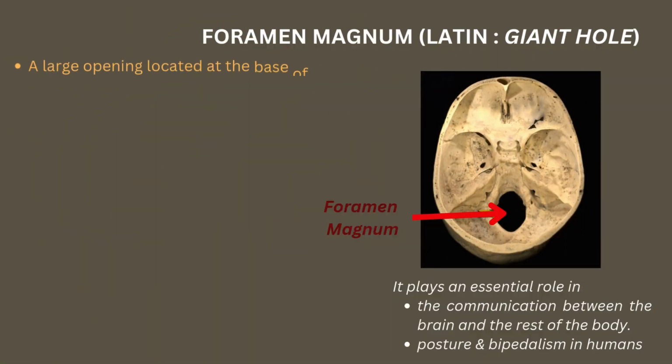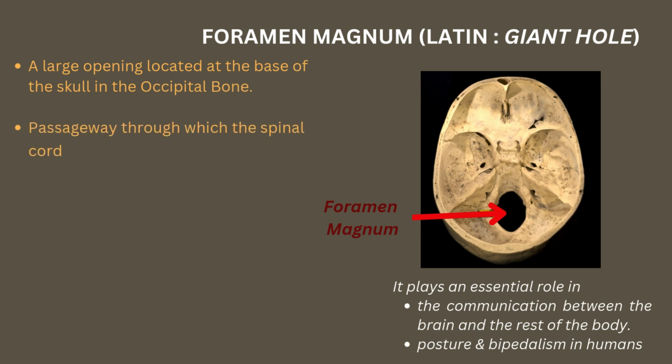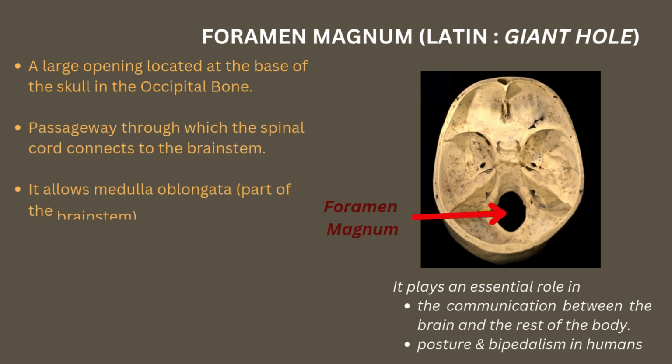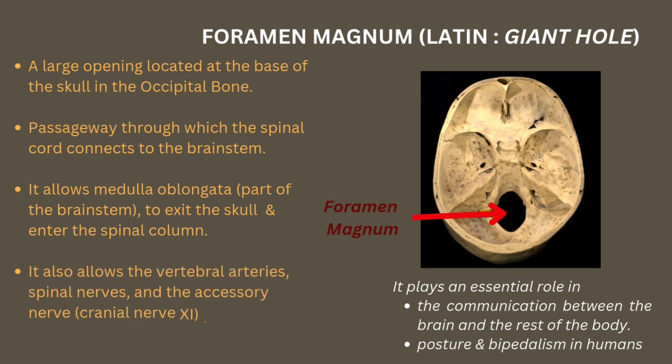Though not a bone, while studying the skull, it is important to know about the foramen magnum. Now, the foramen magnum is a large opening which is located at the base of the skull in the occipital bone. As its name suggests, in Latin it means giant hole. It serves as a crucial pathway for several vital structures that connect the brain to the rest of the body.